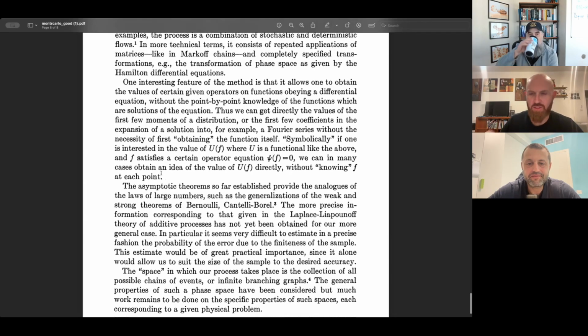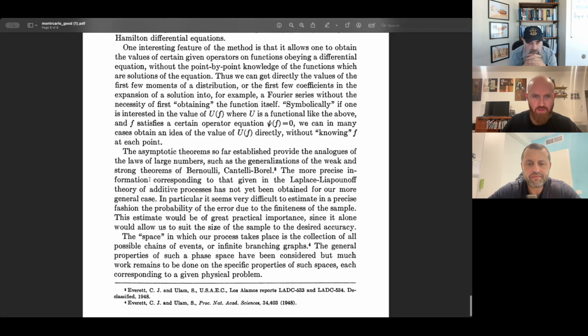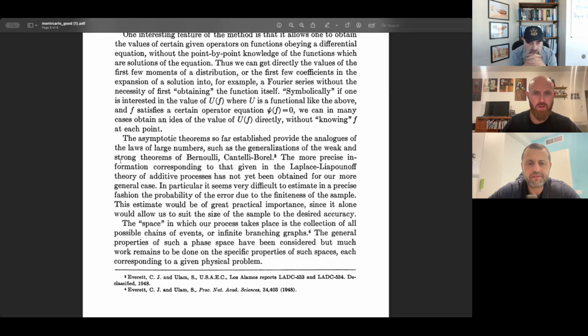Yeah, and here, there's another chapter. I feel like every chapter they do the same thing, but give a different example of how to use it. I'll just go to the end and read what they say. The asymptotic theorems so far established provide the analogous of the laws of large numbers, such as the generalization of the weak and strong theorems of Bernoulli, Cantelli-Borel. Again, I'm not a mathematician. I'm not sure what it means. Maybe you explain soon, Mike.